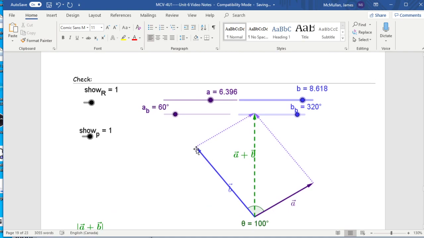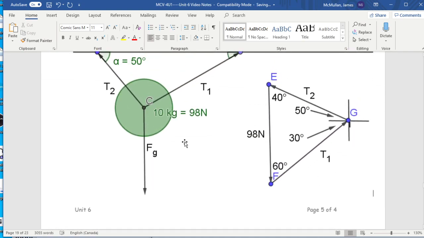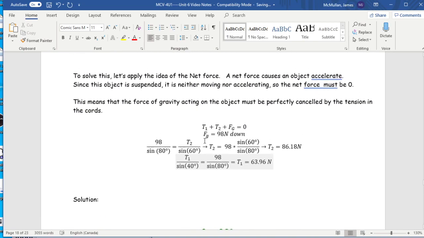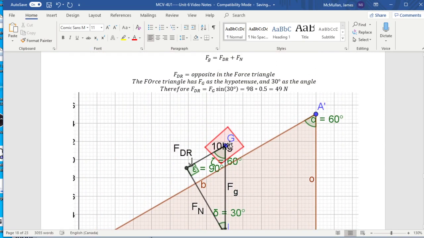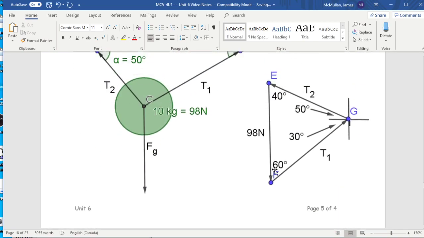Again, feel free to post questions. These ones are tricky; they do take practice, but there's only so many of them. There's only the ramp and the tension question.